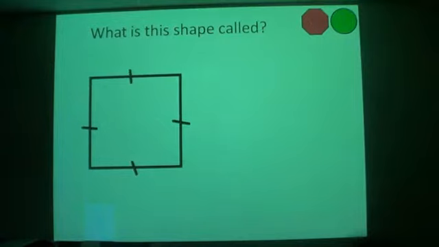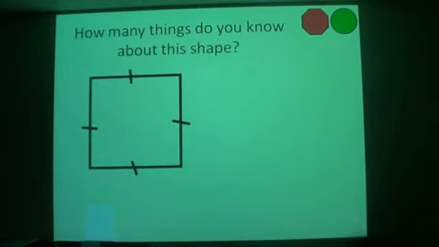What is this shape called? It's a square. I want you to press the stop sign and write down 4 or 5 things that you know about a square. All right, what we know about a square is that all of the sides are the same length. All of the sides being the same length, all of the angles are the same angle. That's 90 degrees, that's 90 degrees, that's 90 degrees, and this is 90 degrees.